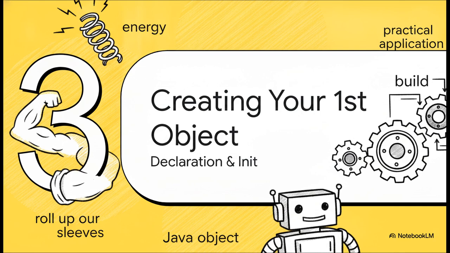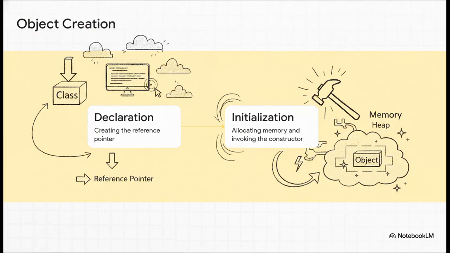Which leads us perfectly into part 3, creating your first object. It is officially time to roll up our sleeves and build your first Java object. We can completely demystify this whole instantiation process by breaking it down into 2 highly actionable, very distinct steps.